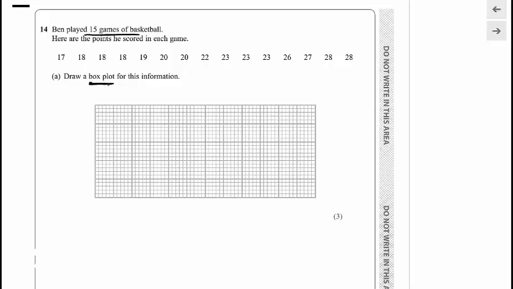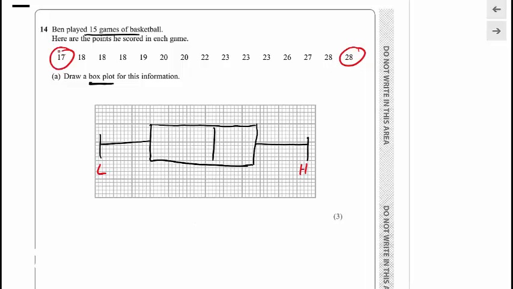So what does a box plot involve? A box plot essentially looks something like this. So I'm just drawing a rough kind of image like that. Okay, and we've got something like that, and then we've got that as well. So what do each one of these lines represent? Well, this line here represents the highest value. This line here represents the lowest value. So fairly obviously the highest value is going to be 28 and the lowest value is going to be 17.